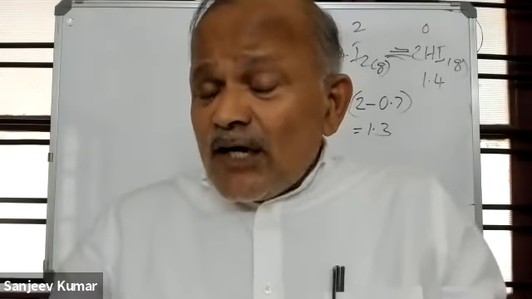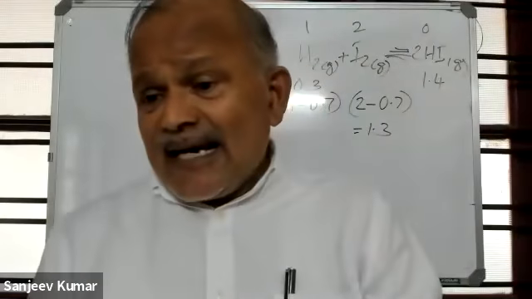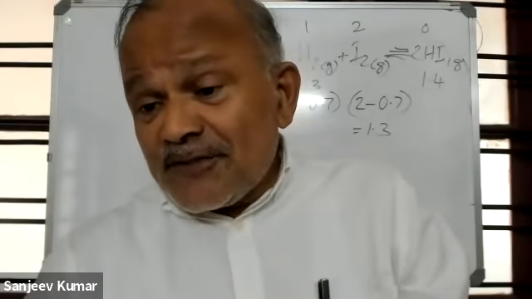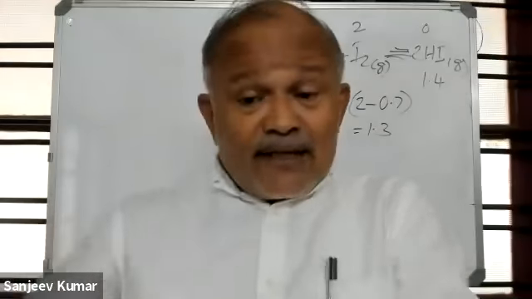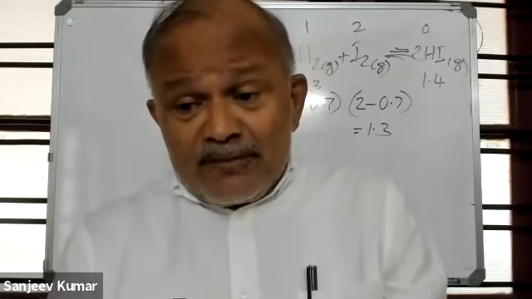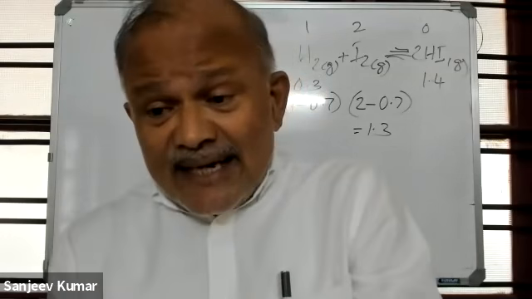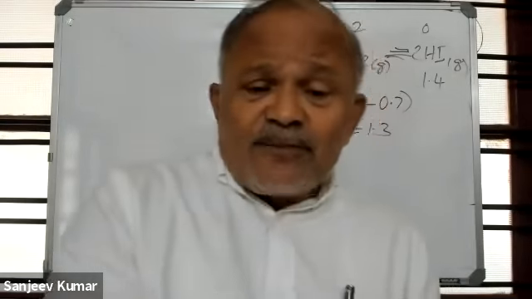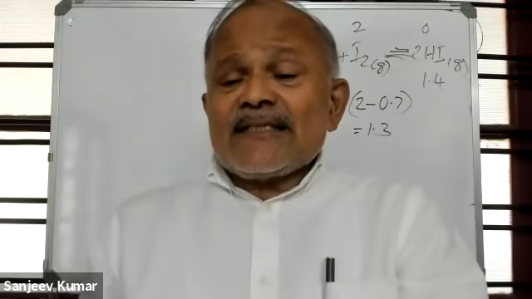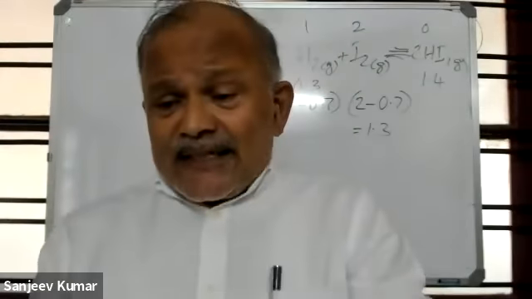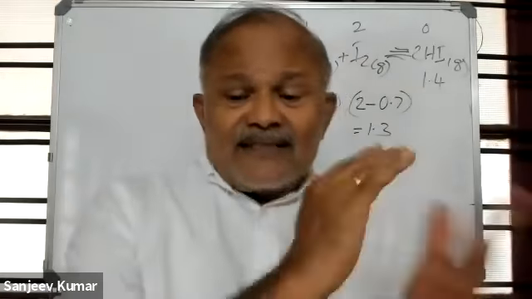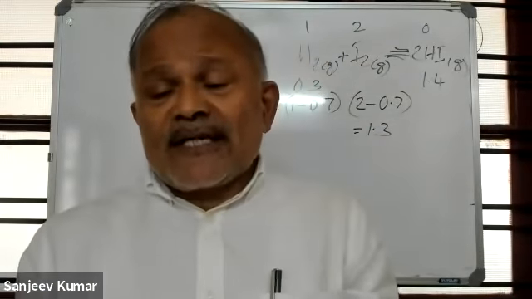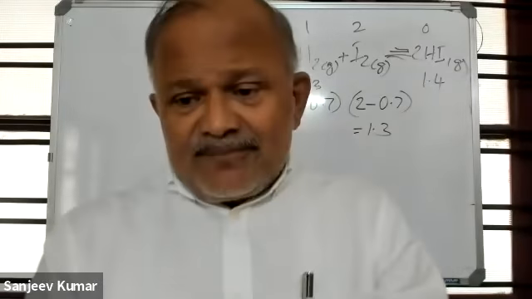If you increase the concentration of any one of the reactants and decrease the concentration of any one of the products, the equilibrium will be shifted to the right hand side. The equilibrium constant will be the same, but the equilibrium will be shifted to the right hand side. Similarly, if you decrease the concentration of any one of the reactants and increase the concentration of any one of the products, the equilibrium will be shifted to the left hand side. More backward reaction will take place. That is the effect of concentration on chemical equilibrium.